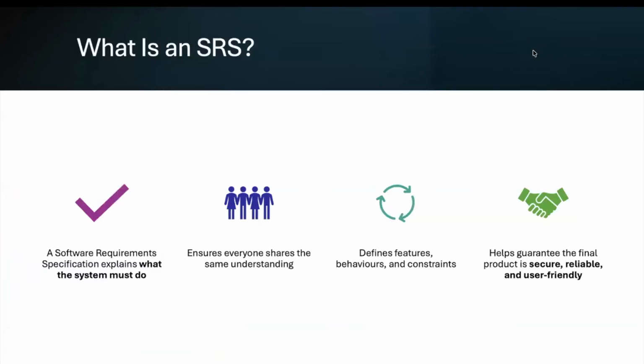The SRS is a document that explains what the system must do, but not how we design or build it. It makes sure everyone involved shares the same understanding of requirements. For Revolut, that means defining the features, behaviors, constraints, and rules needed to make the app secure, reliable, and user-friendly.